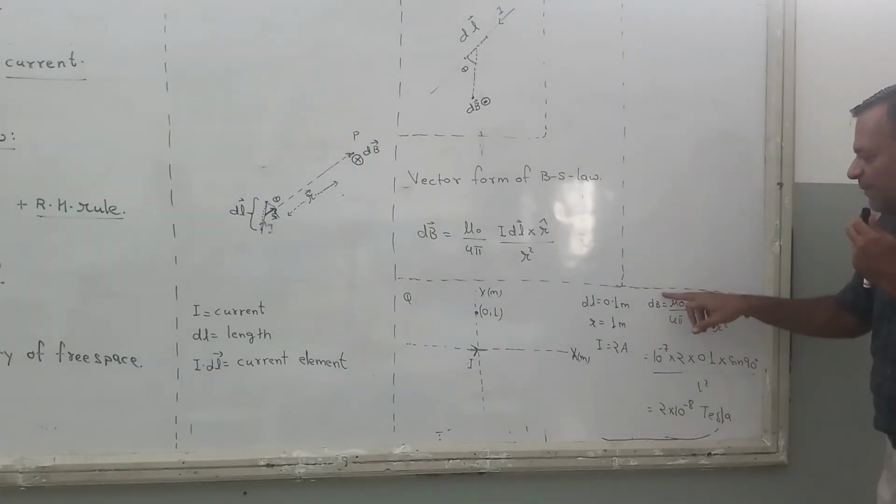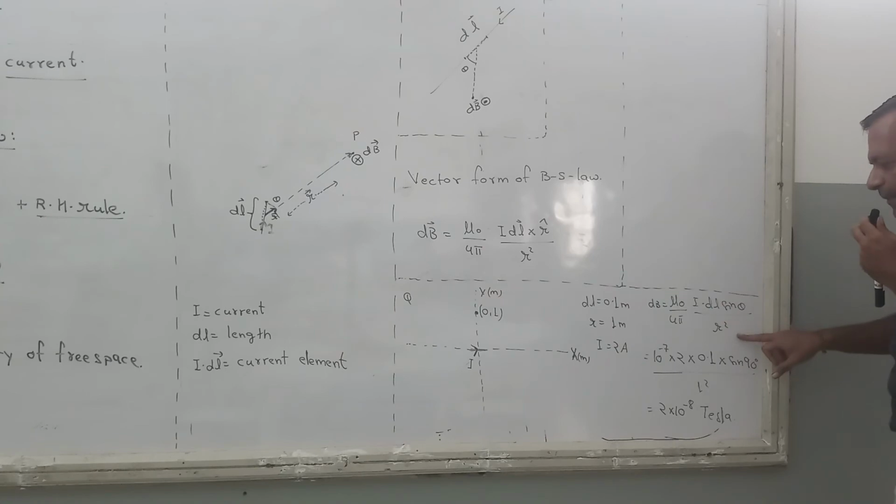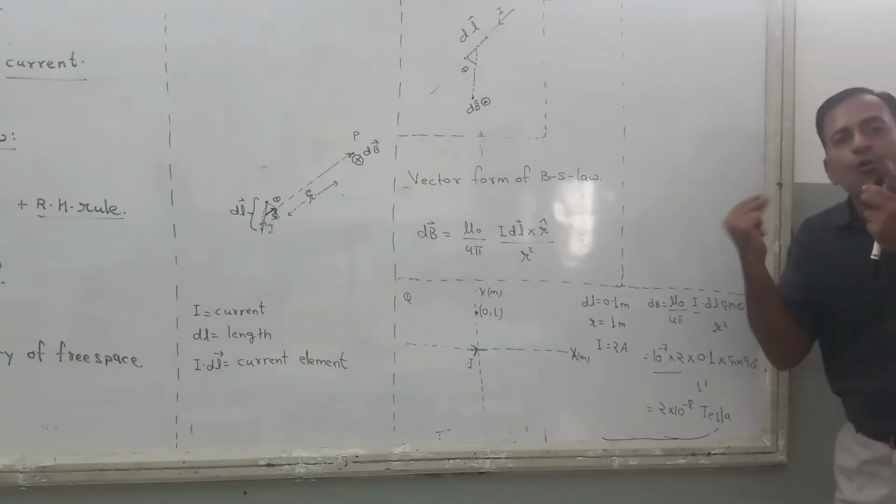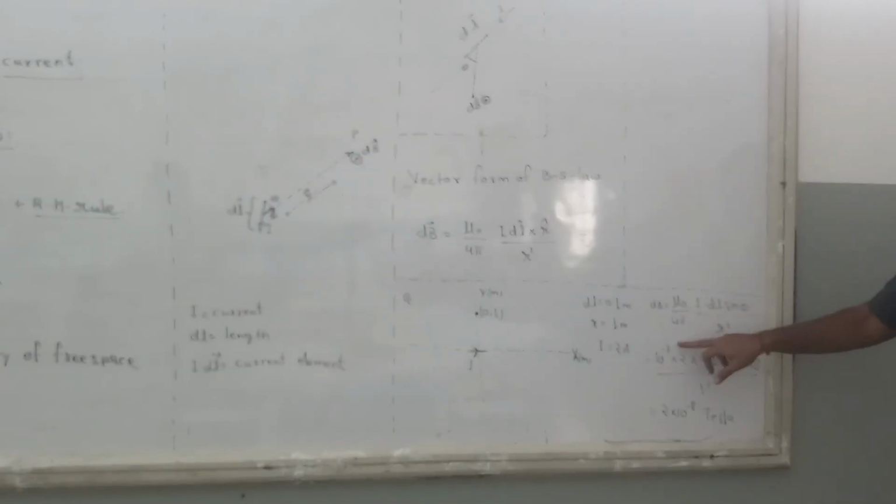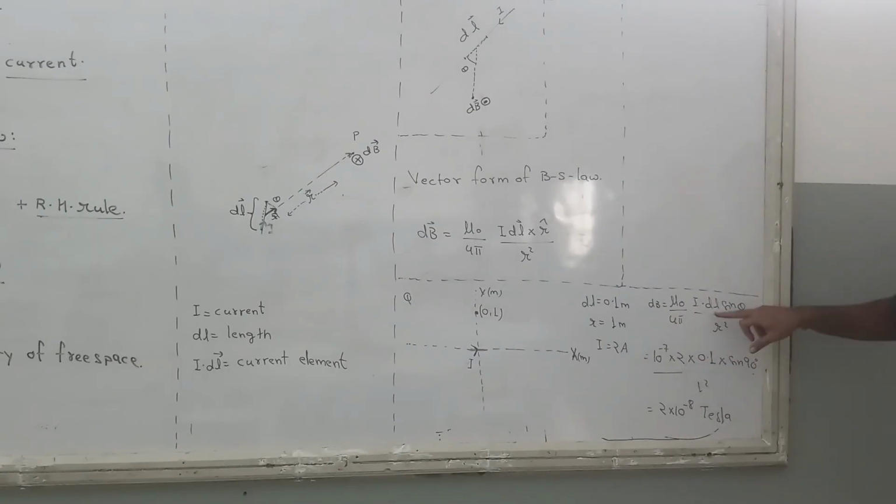Use the law. dB equals mu 0 by 4 pi, I dl sin theta over r square. Now put the values. Mu 0 by 4 pi, remember the value, 10 to the power minus 7. Current. What is current? It is 2. What is dl? dl is 0.1.